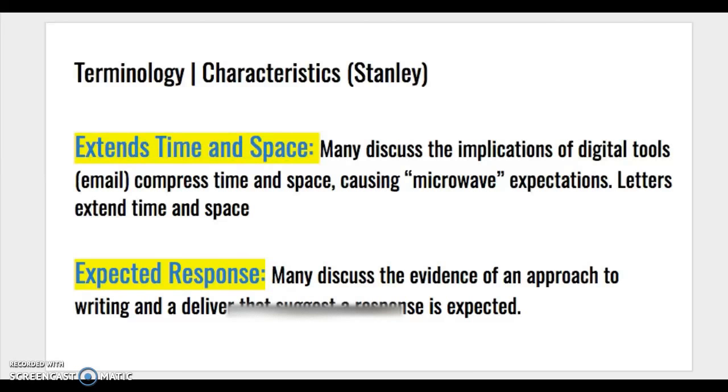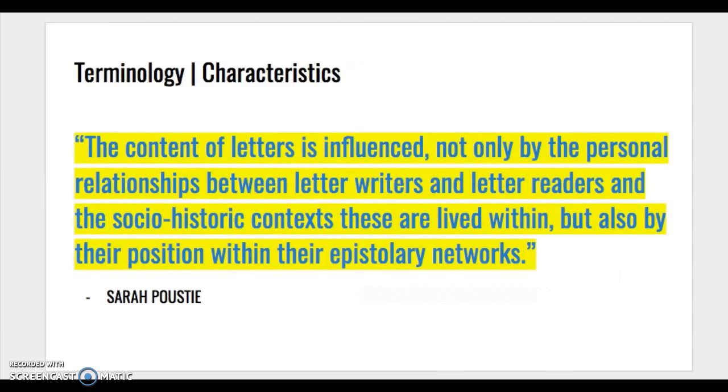So expected response. What does it do to the crafting of an artifact when you expect a response? Where's the evidence of that? So we're isolating evidence. How is the epistolary tradition unique from all other, and what does it bring to an artifact's ability to be effective in its purpose? Here's an awesome quote from one of the people, Sarah Pausty. She says, "The content of letters is influenced not only by the personal relationships between letter writers and letter readers and socio-historic context that they lived within, but also their position within their epistolary networks."